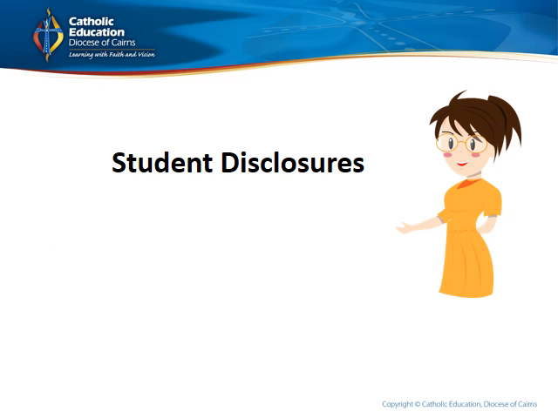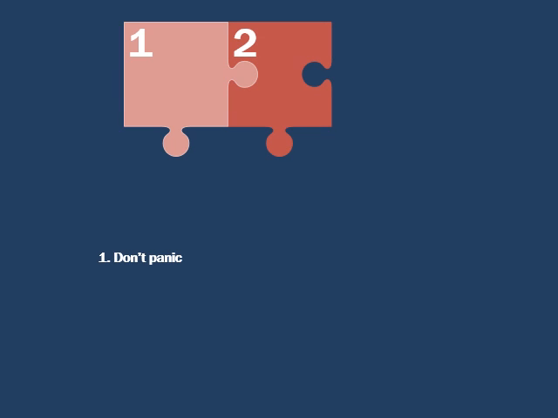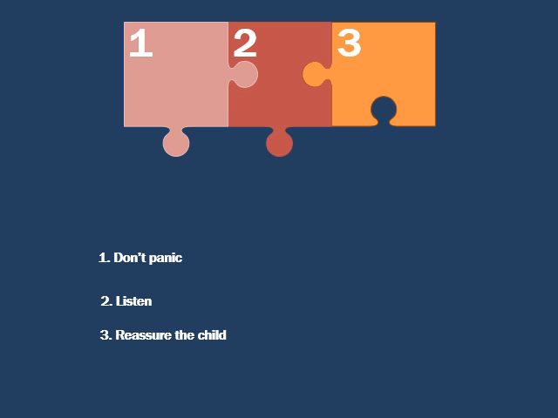We are now going to look at how to respond when a student discloses abuse or harm. It is rare that a child will directly disclose abuse. However, if this occurs, there are a number of actions that can assist you and the child. Firstly, don't panic. Then listen to the child. Be calm and patient, let the child use their own words, and don't ask leading questions.